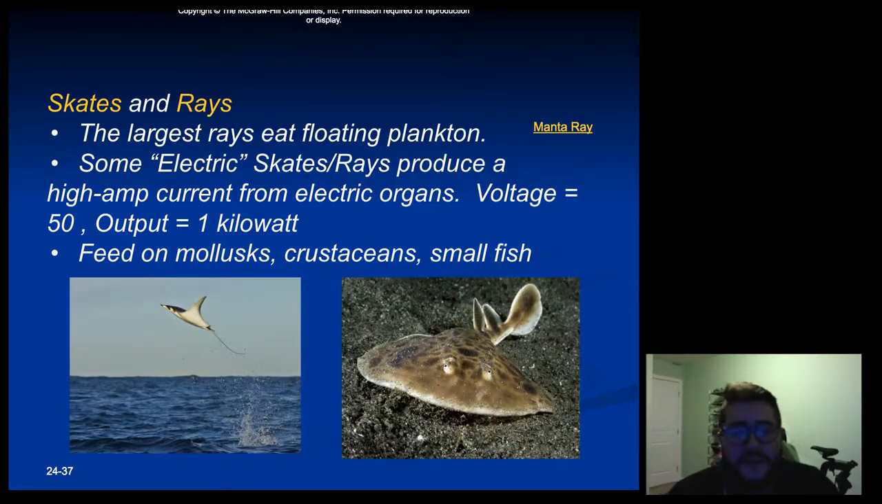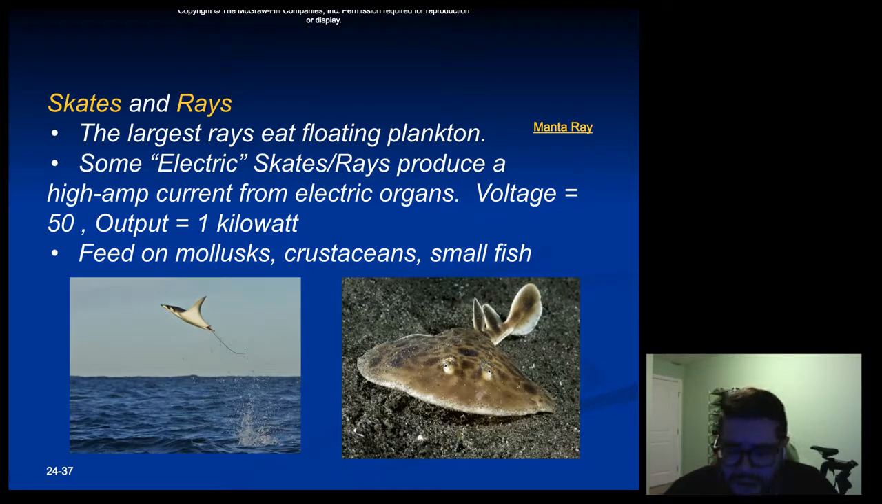And then just to finish our cartilaginous fish discussion, we're going to talk about skates, rays, and sawfish. So the largest rays eat floating plankton, and that's generally true all in nature, right? The larger animals eat plankton and small fish and bacteria and things like that. There are some electric rays and skates which produce a high amperage current from an electric organ in their body and can shock their prey. Most skates and rays feed on mollusks, crustaceans, and small fish.